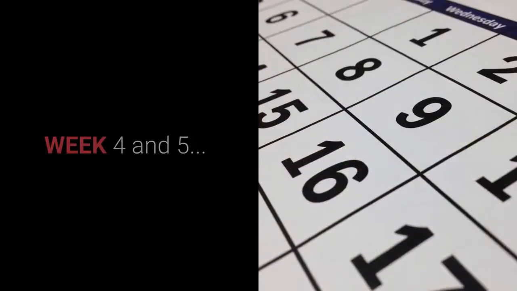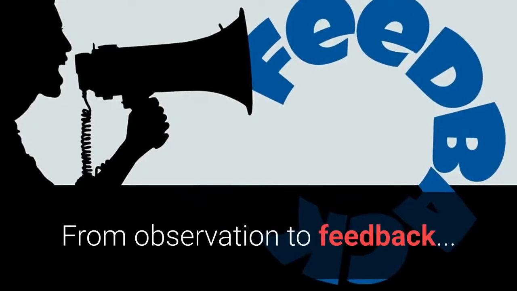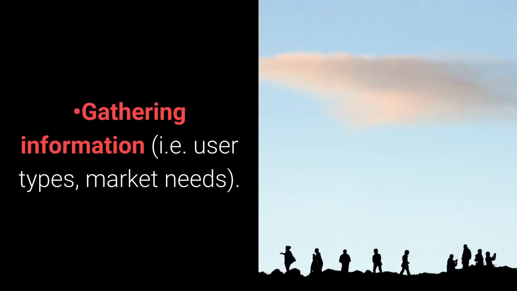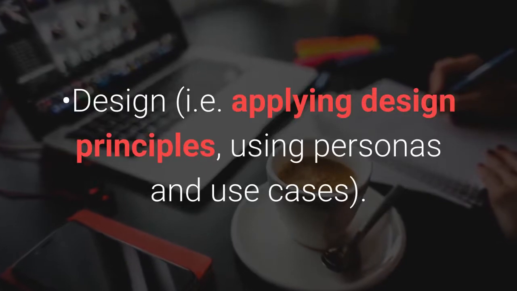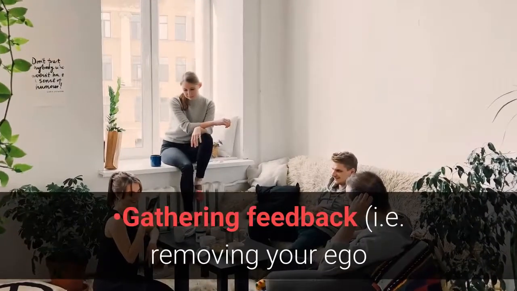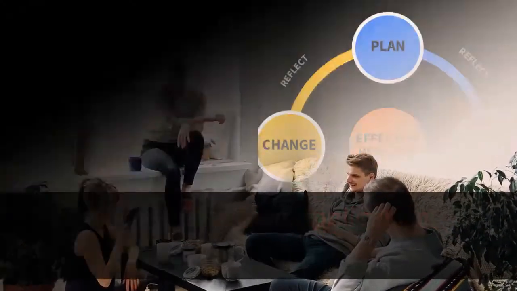User-centered design. Week 4 and 5. Getting feedback. From observation to feedback. The third part of the usability cycle. Gathering information, i.e. user types, market needs. Design, i.e. applying design principles, using personas and use cases. Gathering feedback, i.e. removing your ego and making the best application you can for your users.